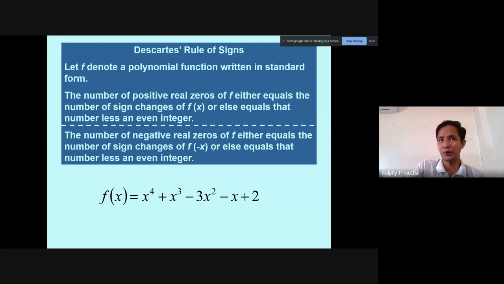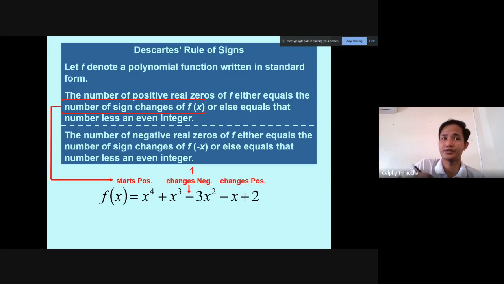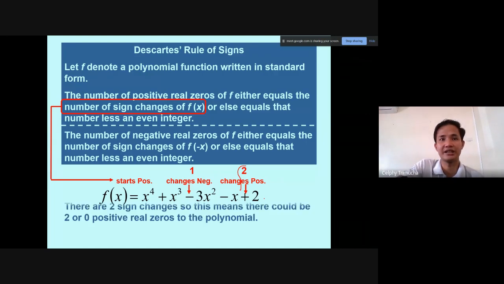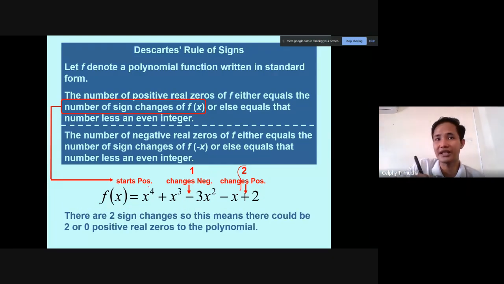Okay. So what did Descartes say? We just look at how many times the sign changes. So from positive to positive, there is no change. Positive to negative, we have the first change. Negative to negative, no change. Negative to positive, we have the second change. So in this one we have two changes. That means there are two sign changes.